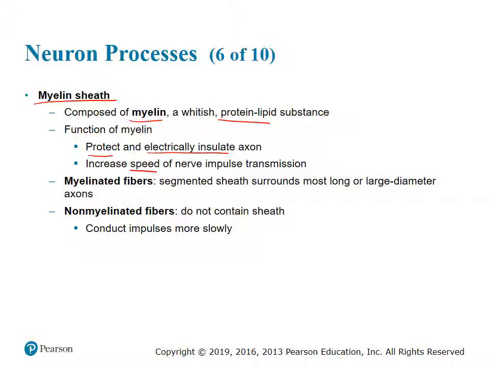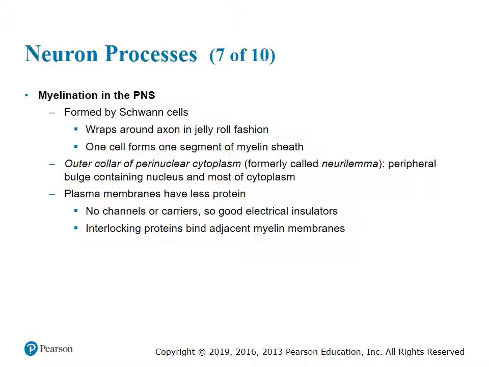So some axons will have myelin, and those are called myelinated fibers. Some axons do not, and we call those non-myelinated fibers. Again, it just depends on where they get used. If it's a PNS neuron, then the Schwann cells, not the satellite cells, but the Schwann cells in the PNS are the ones that form that myelination.